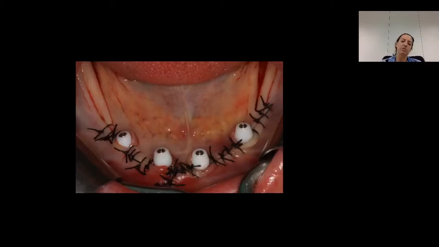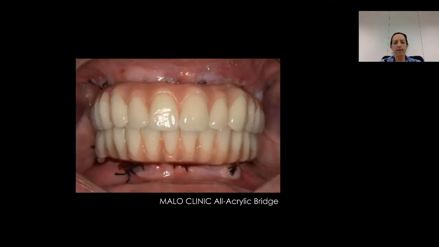These are the healing caps that we put on the top of the abutments in order for the soft tissues not to swallow over the abutments. And this is how it looks in the mouth of the patient.